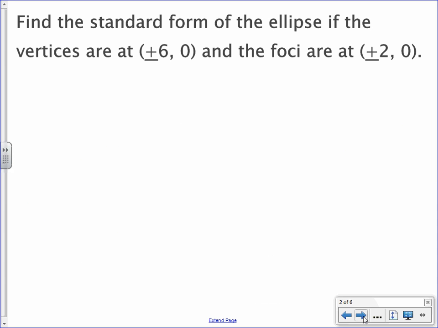So let's look at some examples. Our first one, I am giving you that the vertices are at 6, 0 and negative 6, 0. And the foci are at positive 2, 0 and negative 2, 0. Remember, if it says vertices, that's talking about the major vertices. Here again, with these, what am I going to make you do? I'm going to make you plot these points so you can get an idea of what your picture is going to look like. Okay? So at 6, 0 and negative 6, 0, we have vertices. At 2, 0 and negative 2, 0, we have foci.